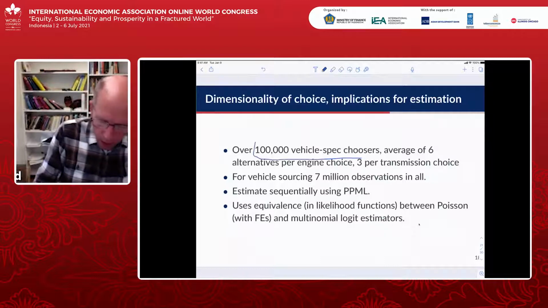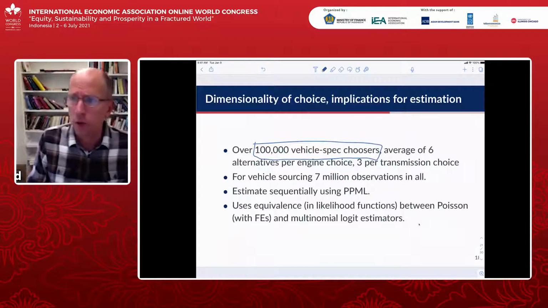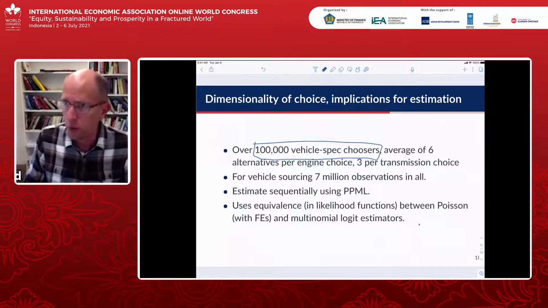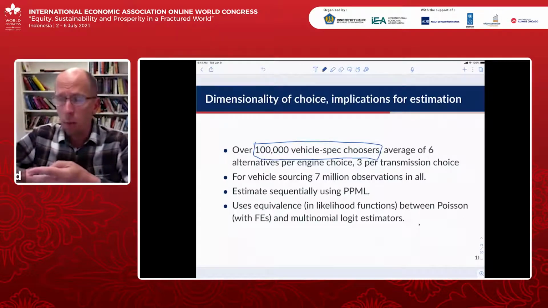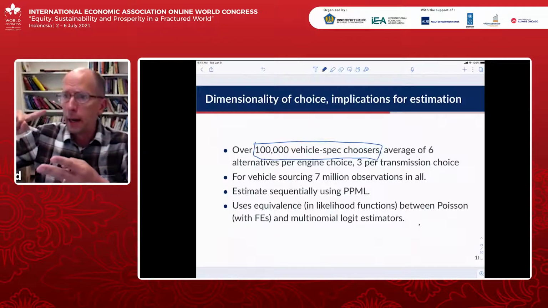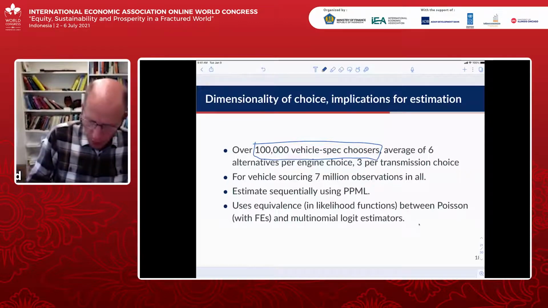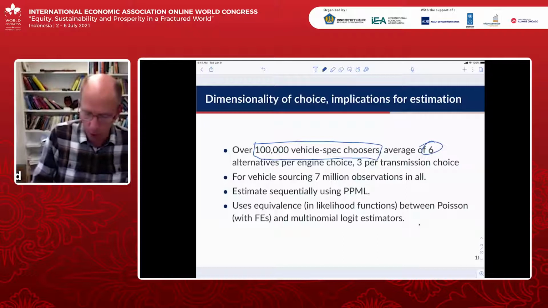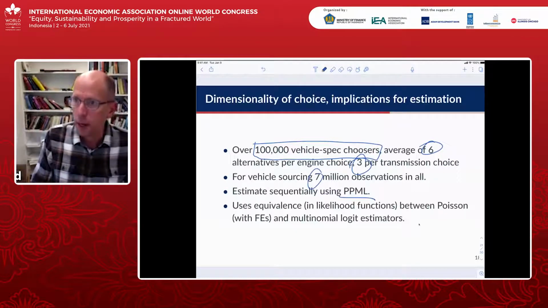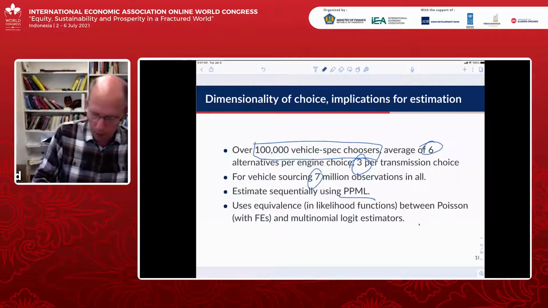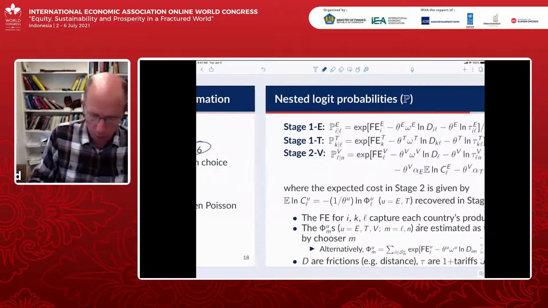When you go down to this narrow detail, we've got something like 100,000 different vehicle spec choices. So that's Puebla, Mexico, automatic transmission, gas engine, et cetera, with 170 horsepower. And so on average, there's 6 alternatives per engine choice and about 3 alternatives per transmission choice. Overall, something like 7 million observations go into this. But fortunately, there are ways to estimate high dimensional discrete choice problems relatively efficiently. So it doesn't pose a big computational problem. So if you want the references on that, we'll have a paper out soon.